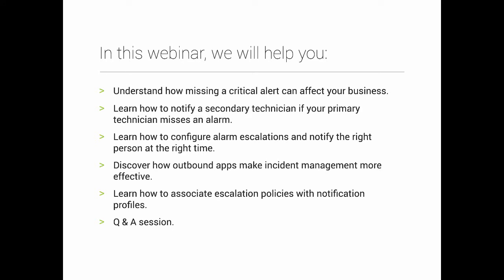This is the agenda for today's webinar. We'll see how missing a critical alert can affect your business. You'll also learn how to configure escalation policies to notify a secondary technician if your on-call technician fails to respond to an alert. We'll also see how you can use outbound integrations to make your incident management more effective. And we'll learn how to associate escalation policies with notification profiles.